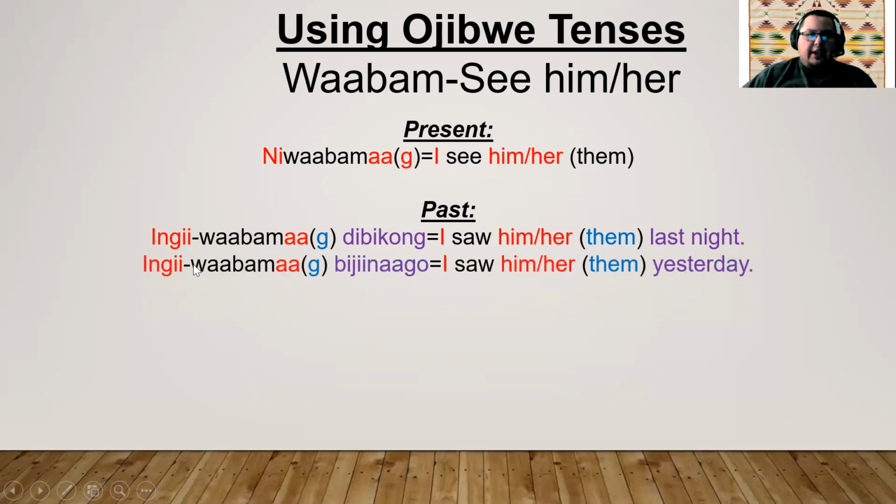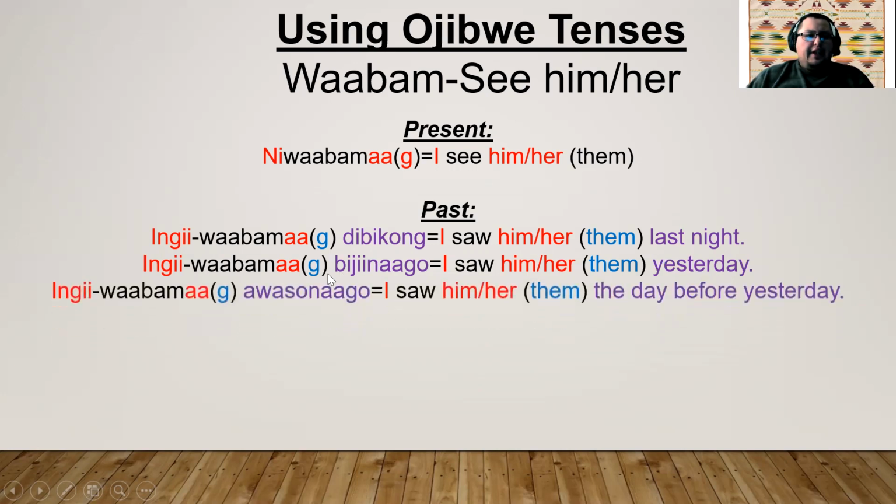Okay, so we'll just keep going along here. Ingiwabama bijinago. I saw him or her yesterday. Ingiwabamag bijinago. I saw them yesterday. Okay, Ingiwabama awasanago. I saw him or her the day before yesterday. Ingiwabamag awasanago. I saw them the day before yesterday. Okay, that's our past tense.